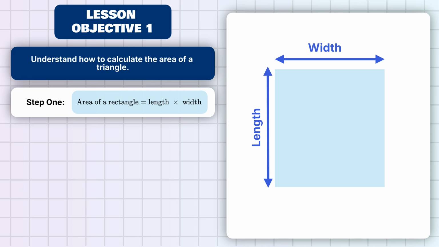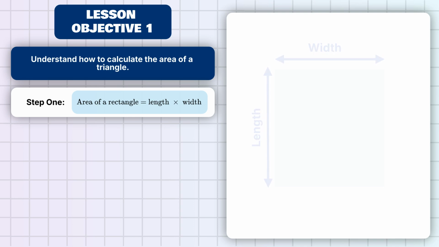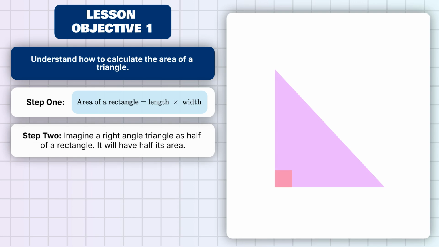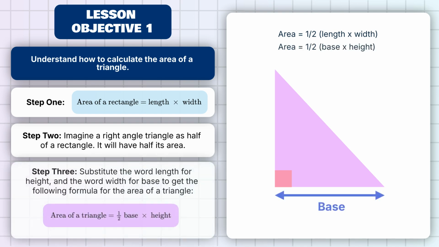Triangles can come in different shapes and sizes with various angles, and this makes it a bit more complex to calculate their area. Let's start by considering a right-angled triangle. If we position this triangle next to our rectangle, it looks like the rectangle has been cut in half. So if you imagine the triangle as half of a rectangle, you can see that calculating the area of the right-angled triangle involves halving the area of the rectangle. Thus, the area of the triangle is area equals half length times width. For our formula, we substitute these words for height, meaning length, and base, meaning width. Therefore, the formula for calculating the area of this triangle is half base times height.